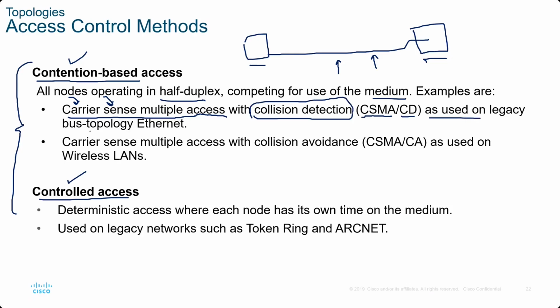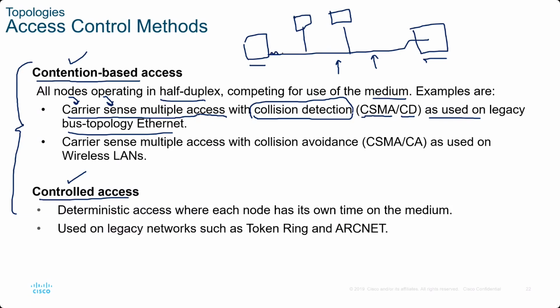This is used on legacy bus topology Ethernet. So bus topology was like this, right? There are multiple computers connected to a bus. Everyone needs to first sense the carrier and then try to see if there is any collision. If there is a collision, then they would back off and so on. There are a lot of details for those protocols that we don't need to cover, but you at least need to know what CSMA/CD is.